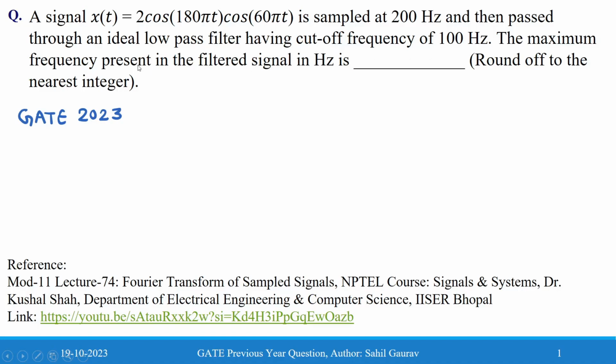The maximum frequency present in the filtered signal in hertz will be, and the answer should be rounded up to the nearest integer.